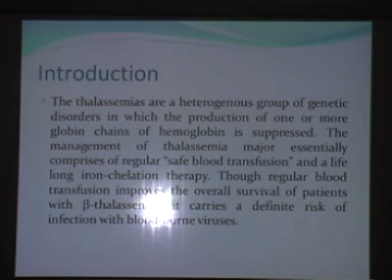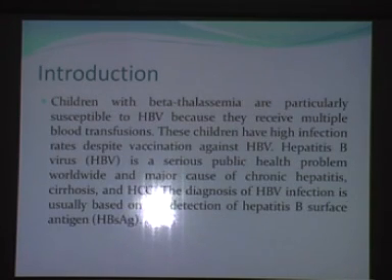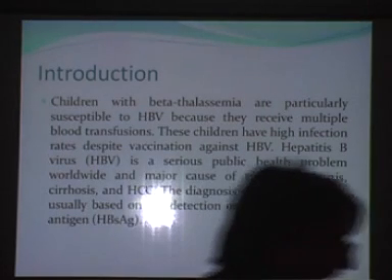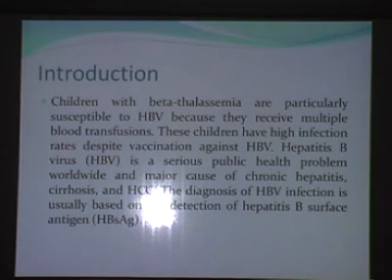So regular blood transfusion improves the overall survival of patients with beta thalassemia, but it carries a definite risk of infection with blood-borne viruses. Children with beta thalassemia are particularly susceptible to hepatitis B infection because they receive multiple blood transfusions. These children have a high infection rate despite vaccination against hepatitis B. Hepatitis B virus is a serious public health problem worldwide and a major cause of chronic hepatitis, cirrhosis, and hepatocellular carcinoma.